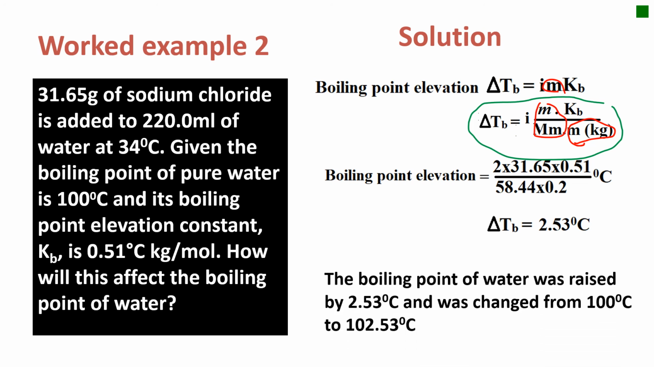The boiling point of water was raised by 2.53 degrees Celsius and was changed from 100 degrees Celsius to 102.53 degrees Celsius. That's all. Thank you very much. We shall come next when we are talking about other colligative properties. Thank you.